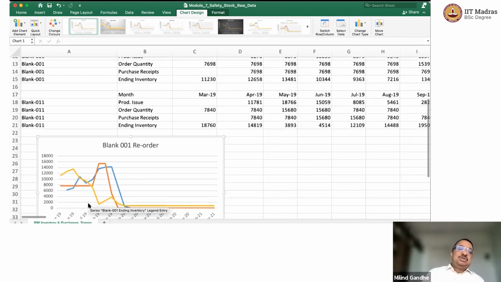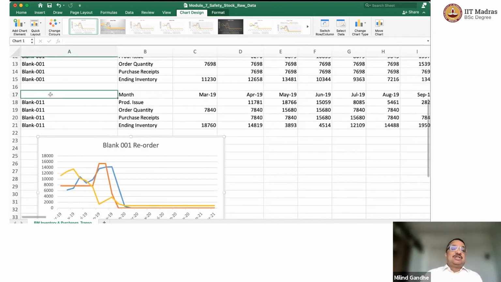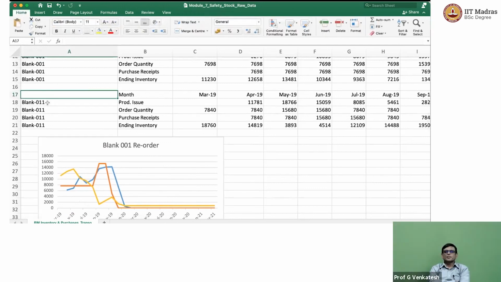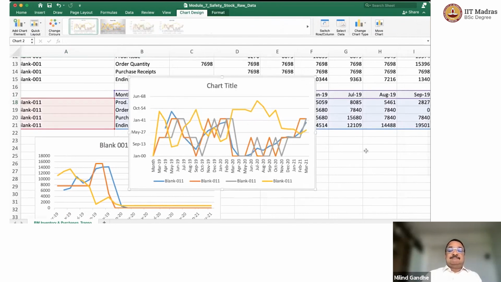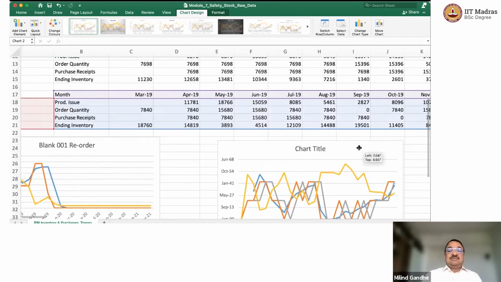Actually, I think we should do this same graph for the next one. I think that would be better, because their things are not going to zero. See? Now this is a very busy graph.